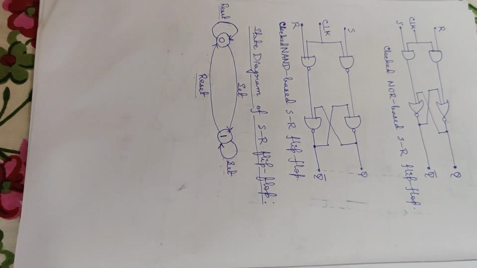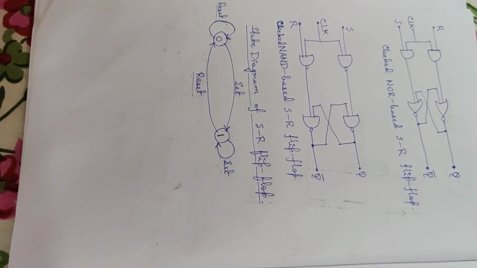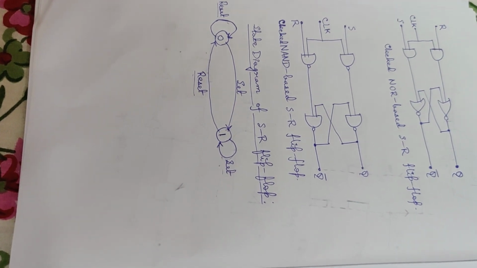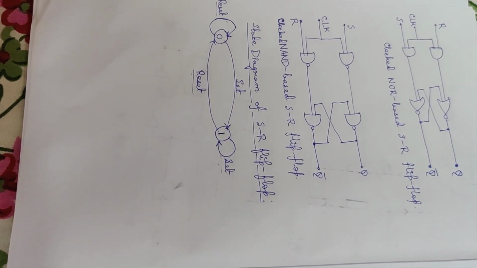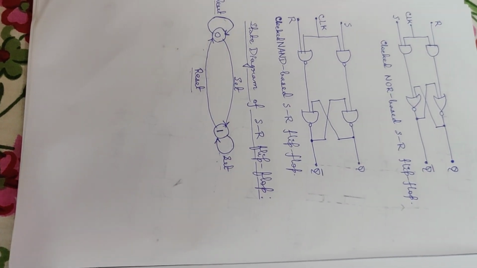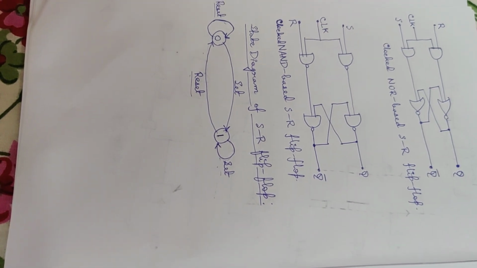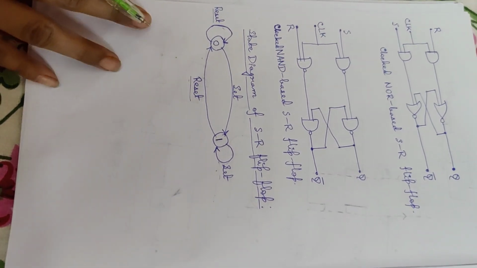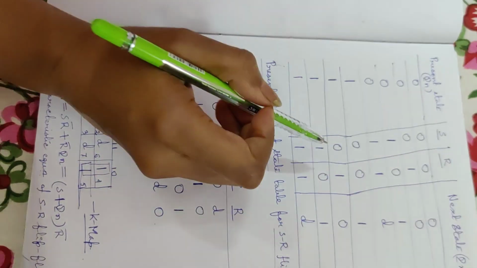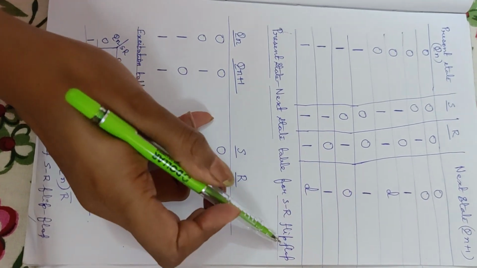Now we will discuss the characteristic equation of SR flip-flop. Characteristic equation means we have to find out the equation of its next state using the values of S and R and its present state. So to do it, first let us discuss the present state next state table for SR flip-flop.